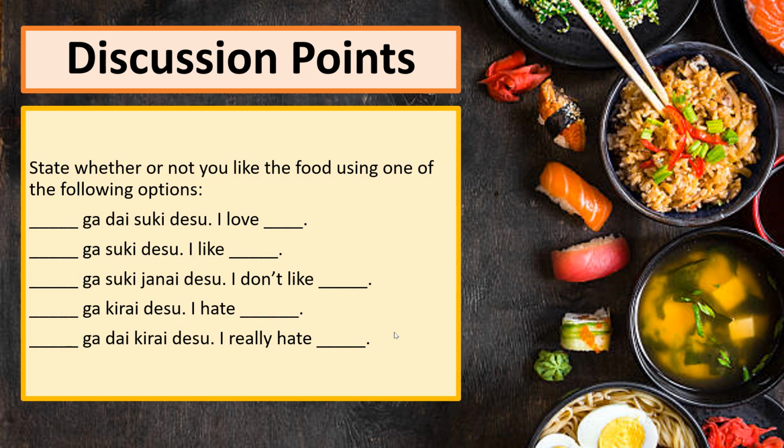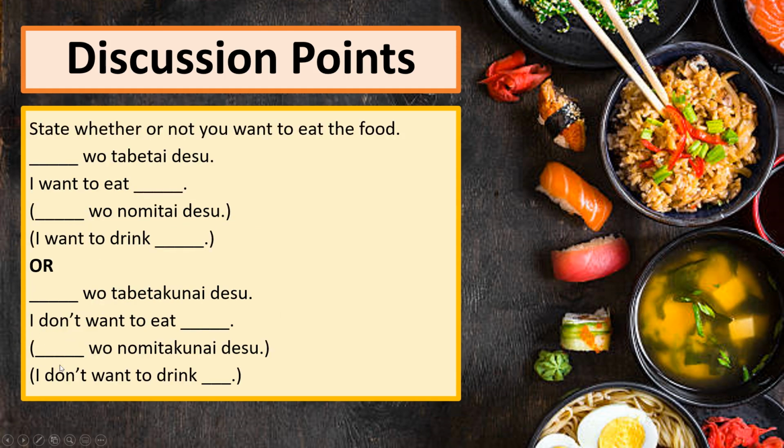You also need to state whether or not you like the food using one of the following options. So that will be in the space here. For example, sushi ga daisuki desu. I love sushi. Sushi ga suki desu. I like sushi. Sushi ga suki janai desu. I don't like sushi. Sushi ga kirai desu. I hate sushi. Or sushi ga daikirai desu. I really hate sushi. So remember, any types of your Japanese food just go at the start of these sentences in the spaces provided.